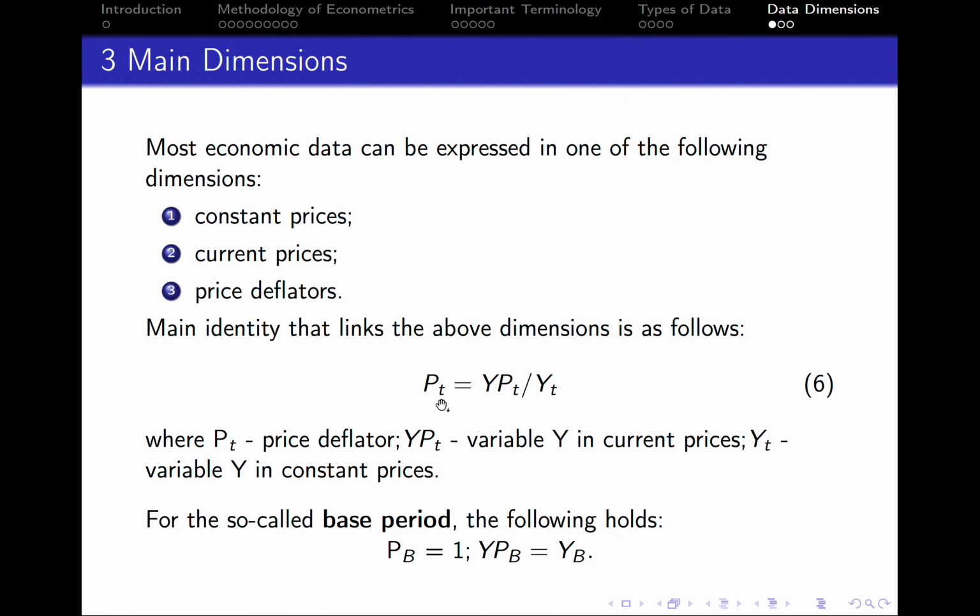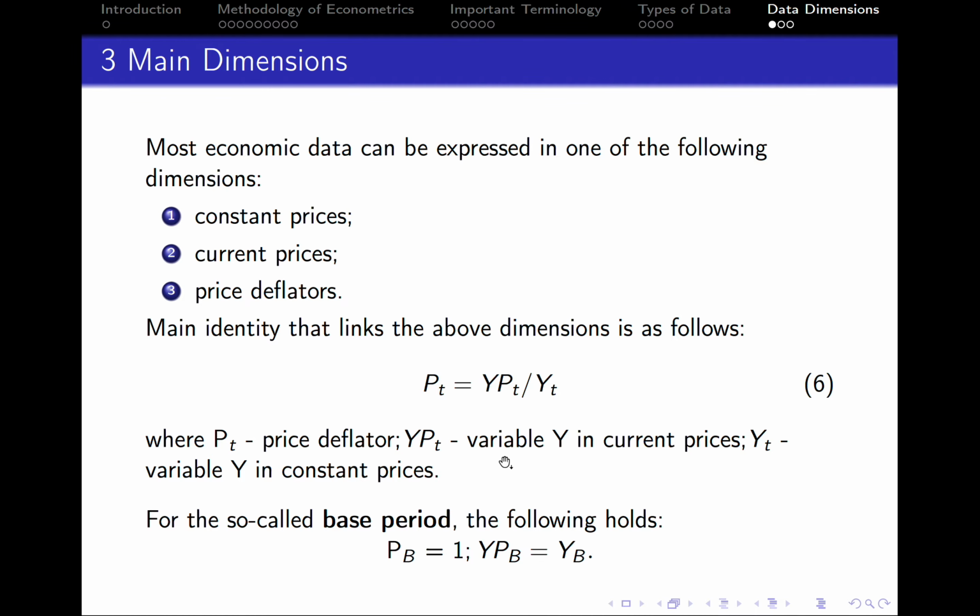PT, which is the price deflator, is equal to the ratio of some variable y in current prices over the same variable y in constant prices. So when you will be looking through some databases, for example, even some of them that I mentioned in the previous slides, you will see that after the comma there will be a piece of information saying that the variable is expressed in constant prices and current prices or as a price deflator, and now you will know how those three dimensions are linked.